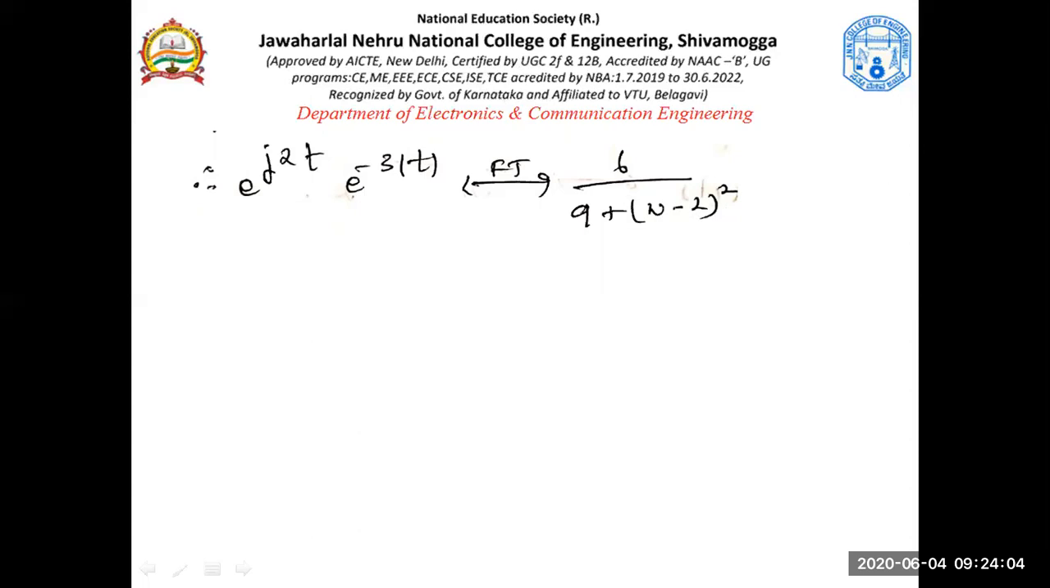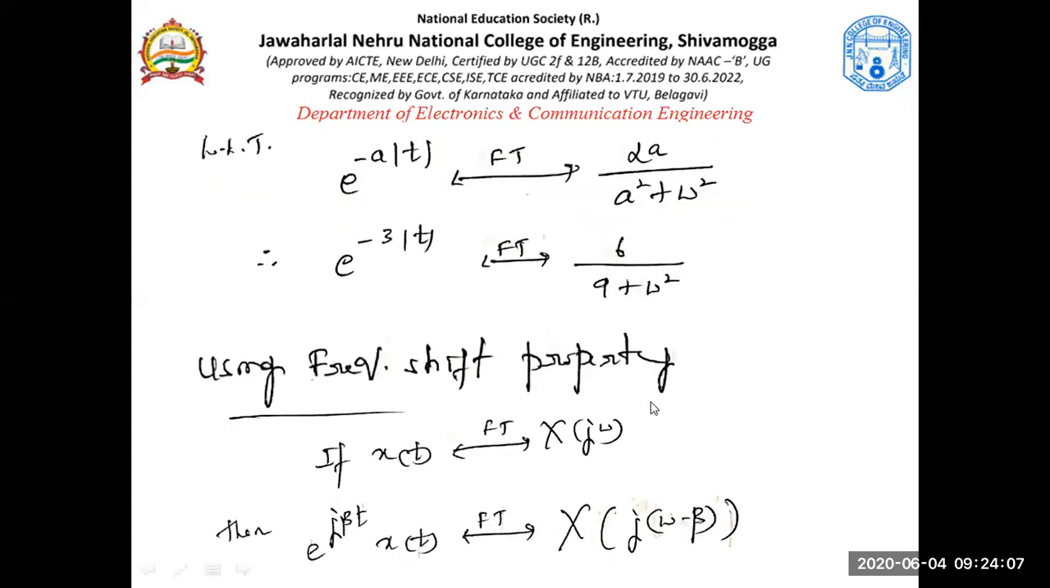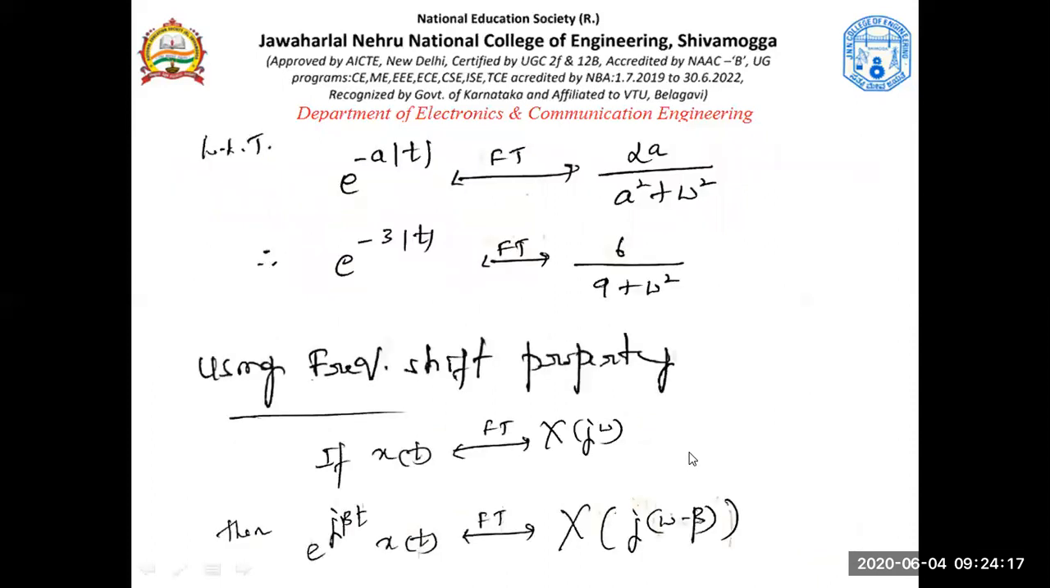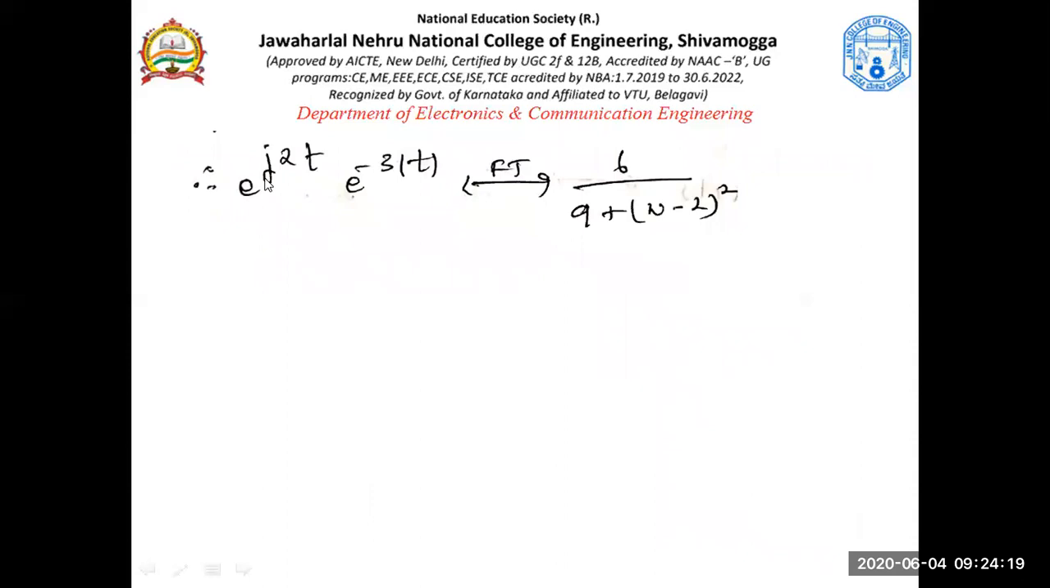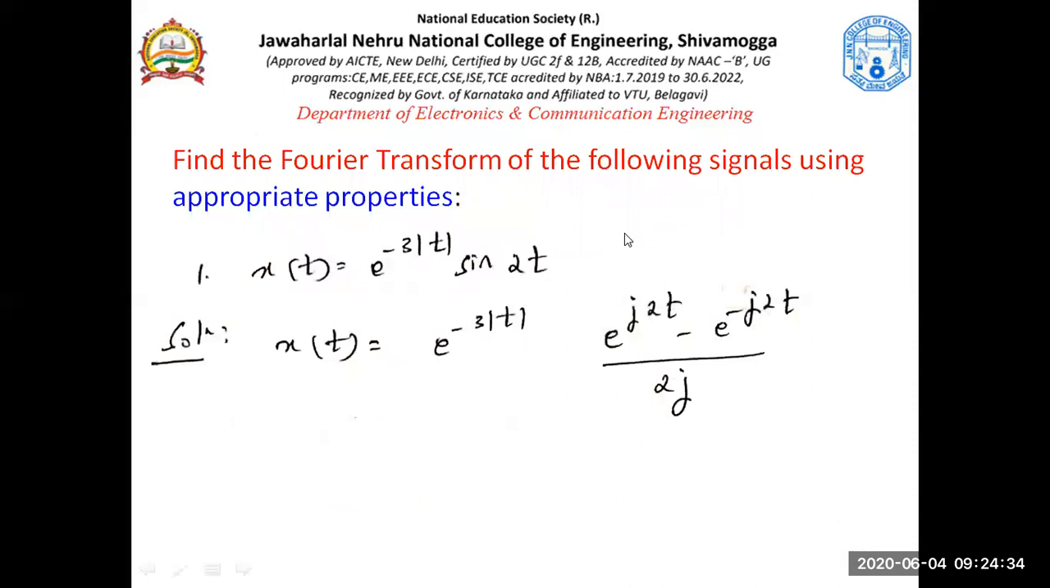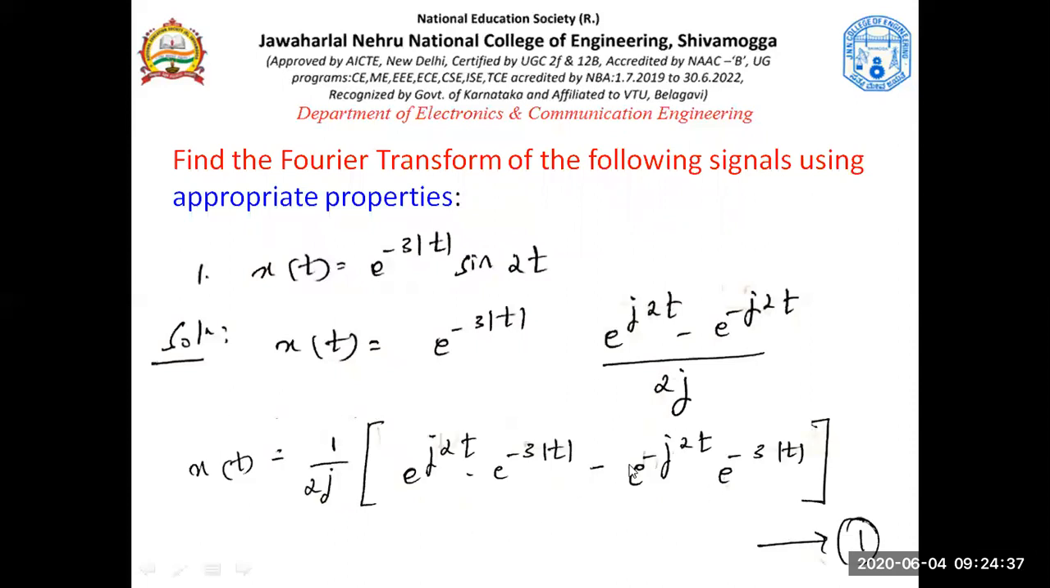Now, similarly, we have the second term here. Here, this is e power j plus 2t. This is e power j minus 2t. If you have e power j plus 2t, this is what it results in. If you have e power minus j 2t, this is what it is going to result in. So we have these two now. You can substitute these two in equation 1. What is equation 1? Equation 1 is this. We have the Fourier transform of this, and we have the Fourier transform of this.